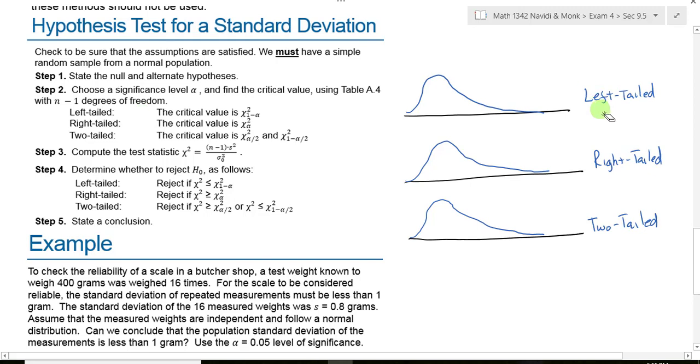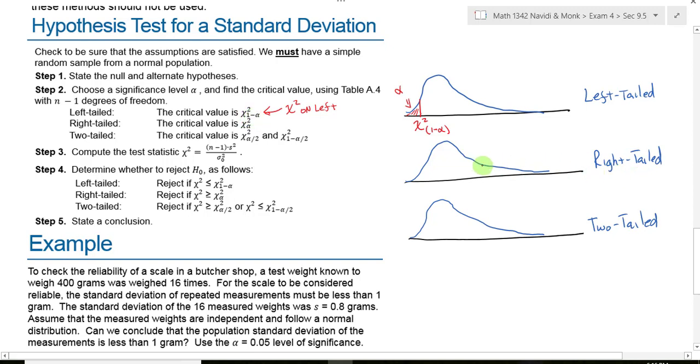If you have a left-tailed test, your alpha level is going to be on the left. This area right here would be alpha, and this critical value would be found by using 1 minus alpha for the area. This is your left critical value. That's why we have the 1 minus alpha right here.